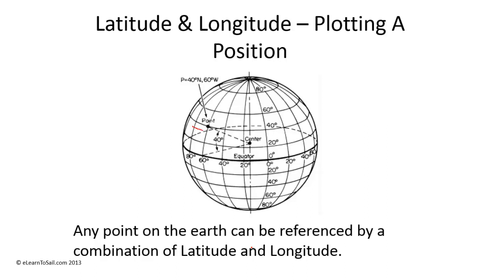So we've got a point right here. We can describe this point by its latitude, which is 40 degrees north. Now, if we only gave it the latitude, then we could be anywhere on this 40 degree latitude line. But we also say it's at 60 degrees west, which means we're coming west 60 degrees from the prime meridian, and that gives us 1 point and only 1 point. In this particular case, 40 degrees north latitude and 60 degrees west longitude.